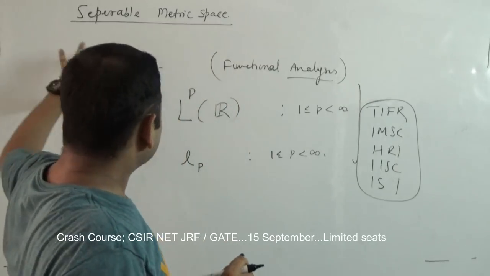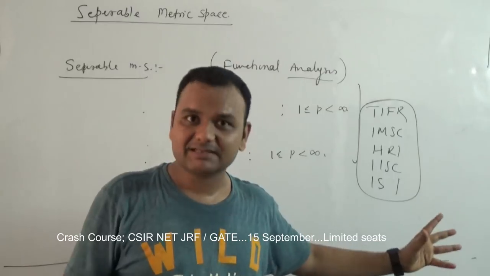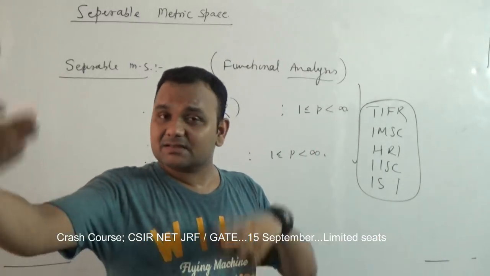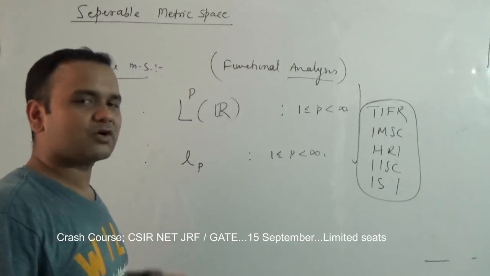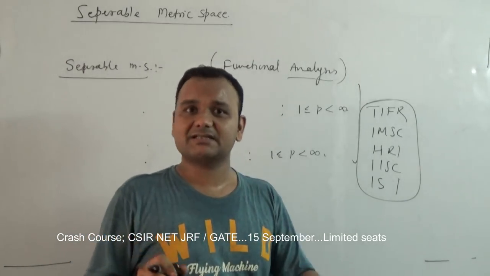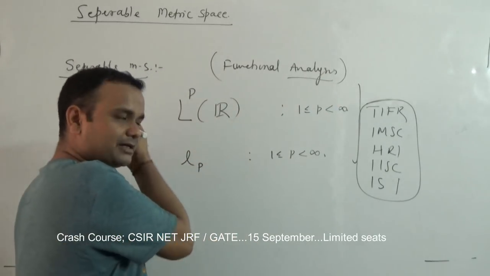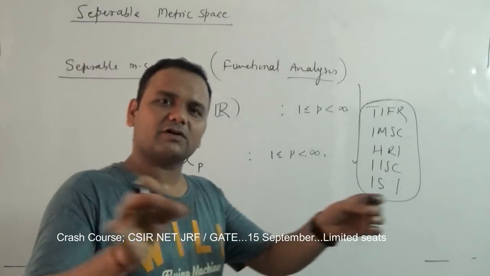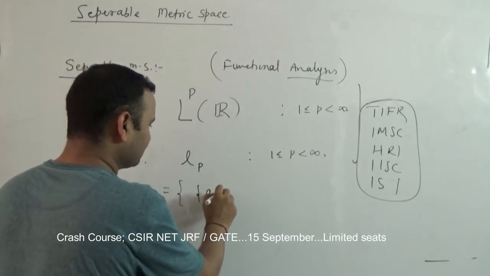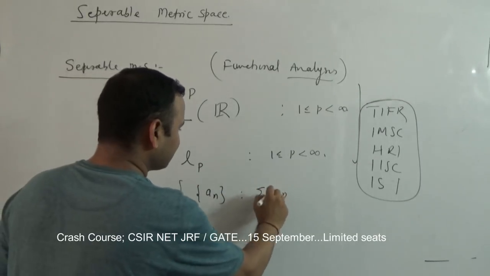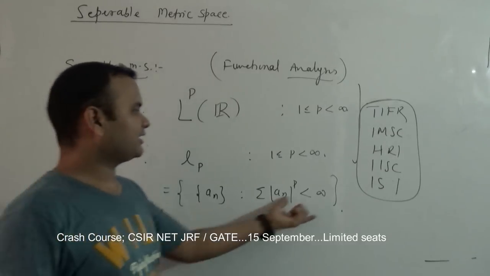Be focused. Separable metric space: some elementary examples, some counterexamples, some standard examples, some more standard examples. So these are the more standard examples: small lp spaces and big Lp spaces. This is a part of functional analysis. But trust me, you don't need functional analysis here. You can prove this small lp, which is nothing but a set of all sequences. This space is defined by all those real sequences such that this series converges. Here you can define the metric and all.